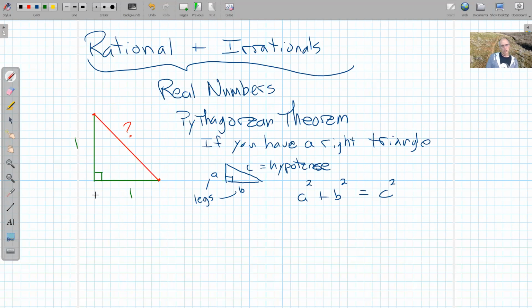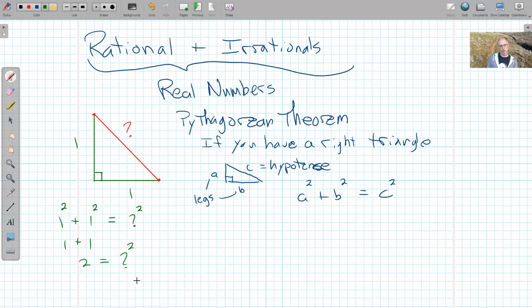In this situation, my legs are 1 and 1, and the legs always get squared and added. We never add the hypotenuse, only the legs, and it's their squares. That equals the square of the hypotenuse, and I don't know what the hypotenuse is. I'm just going to call it a question mark. A lot of times we'll just call it C. Well, let's clean this up a little bit. 1 squared is 1, plus 1 is 2. And so now this says, okay, I need a number whose square is 2.